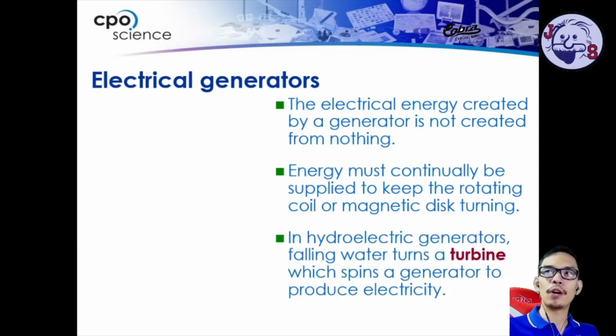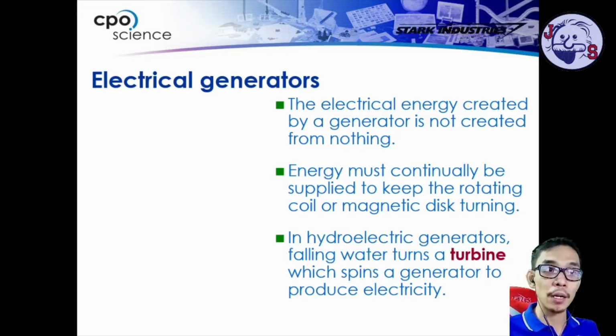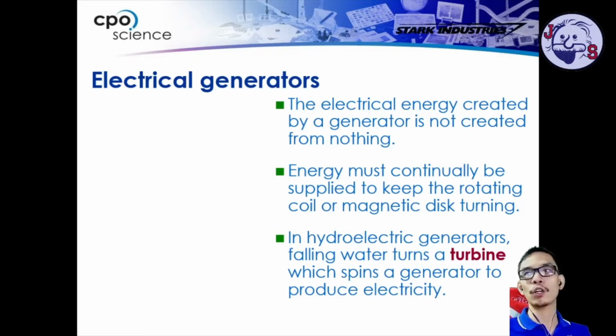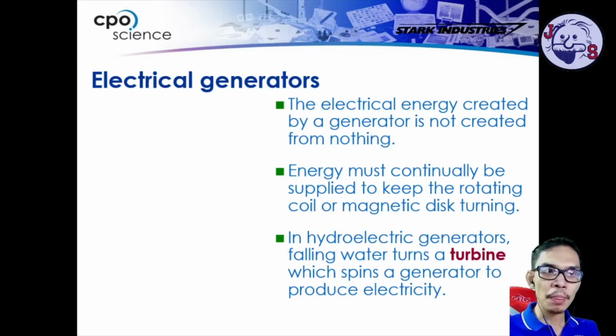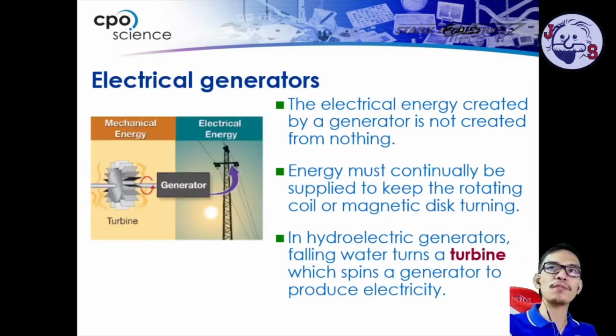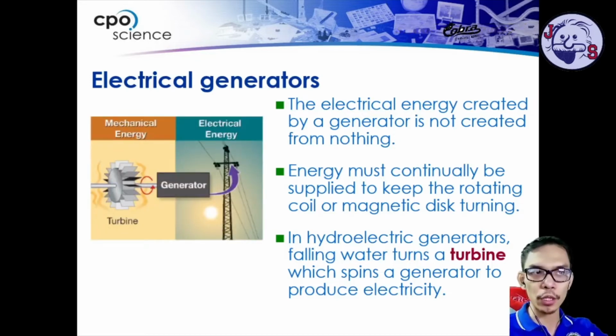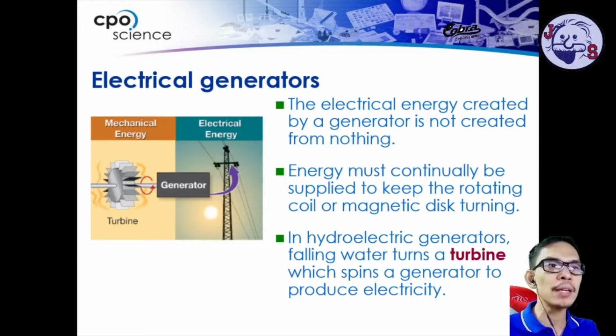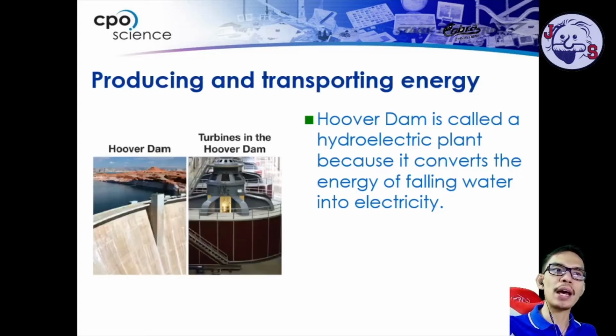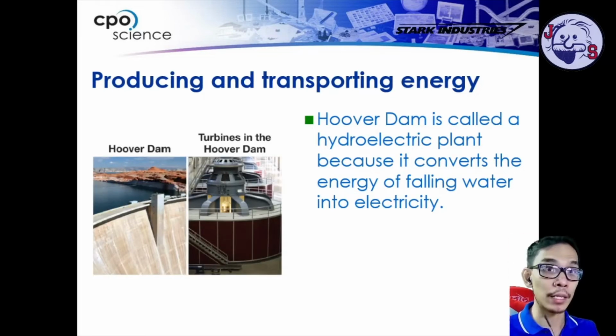An example is the hydroelectric power plant. It contains a hydroelectric generator connected to a turbine, and the turbine spins using falling water. As the falling water continues to spin the turbine, electricity is continually produced. An example is the Hoover Dam in the United States.